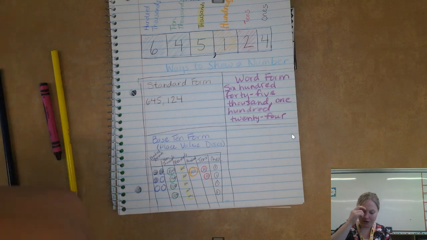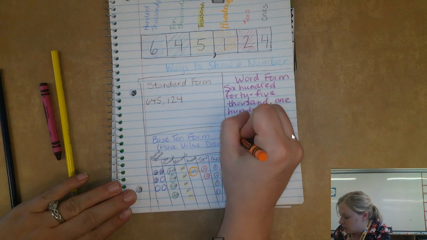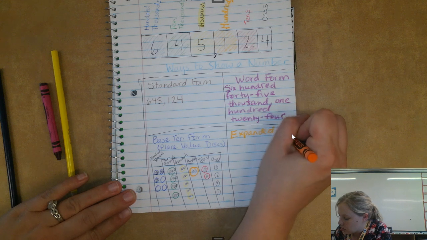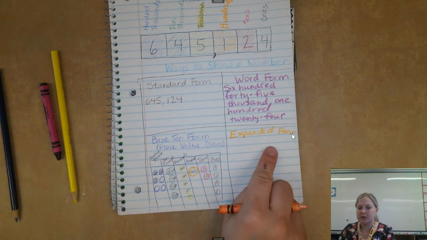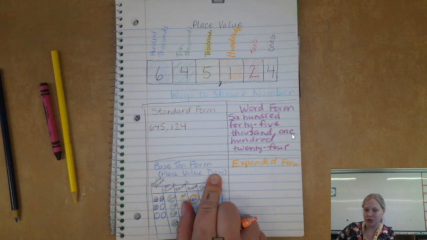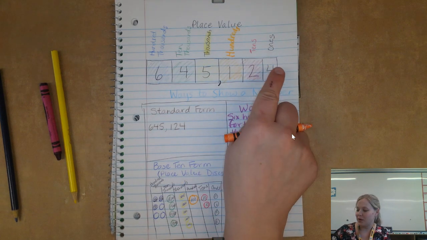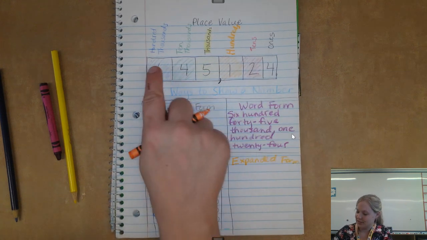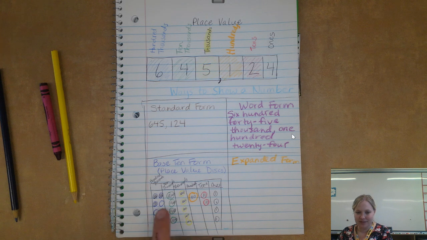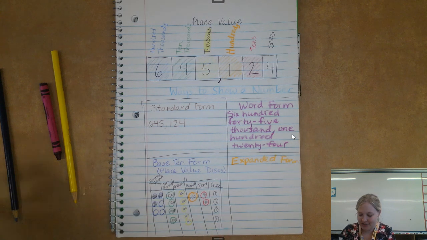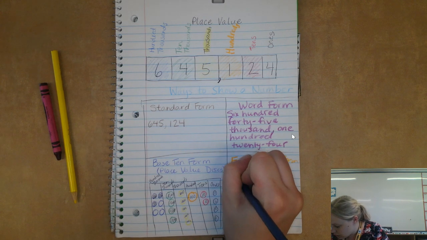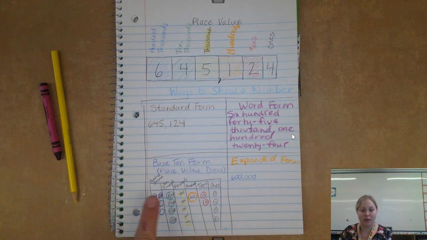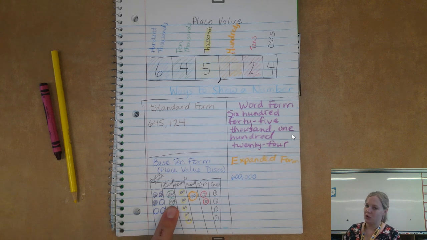The final way is our expanded form. For expanded form, we look at the value of each place value. Normally with place value, we go from the right to the left. With expanded form, though, we go from left to right. So 6 100,000s, if we were to count all of these together, would be 600,000, because I have 6 of them, and each one is worth 100,000. If you know how to count by 100, you can count by 100,000.